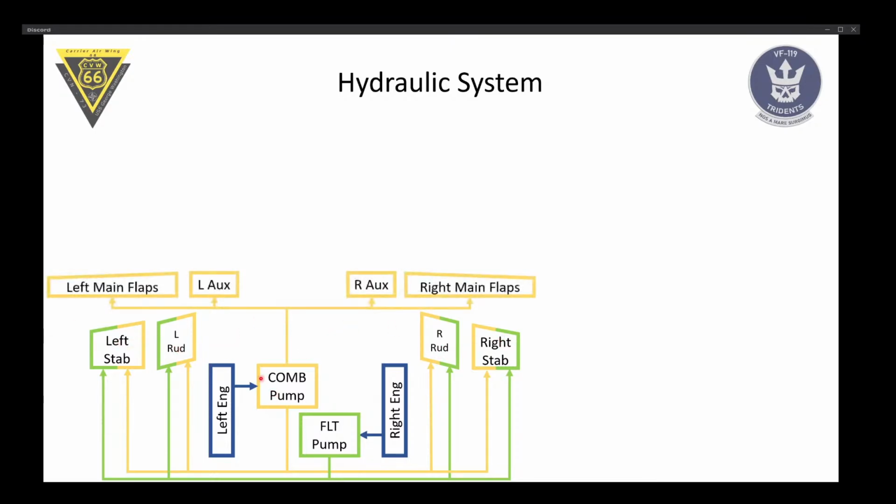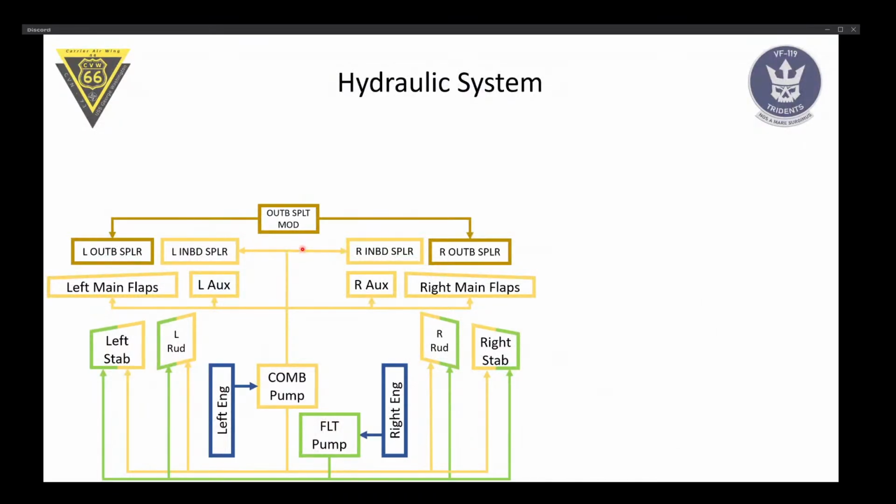But then the combined system also provides power to the left main flaps, right main flaps, left and right aux flaps. The aux flaps are the inner flaps, which basically only drop down if the flap handle is, I think, below 30% or something. It also powers the left and right inboard spoilers.